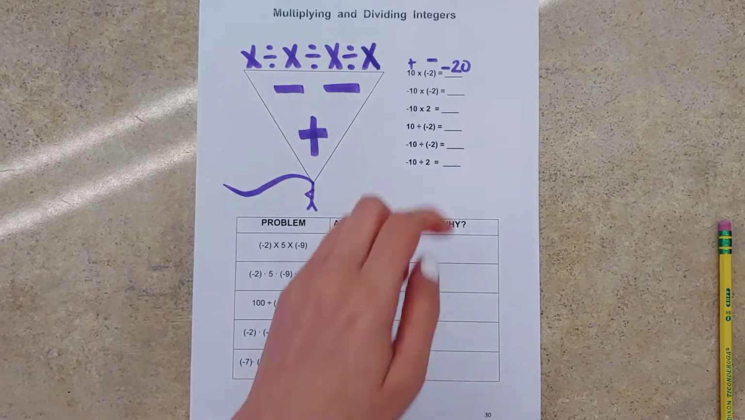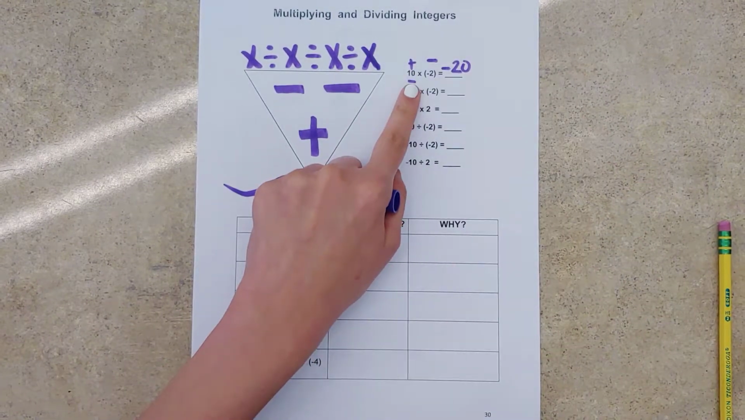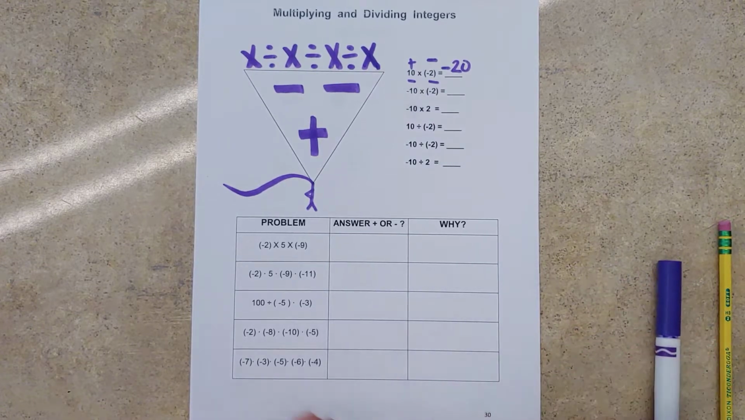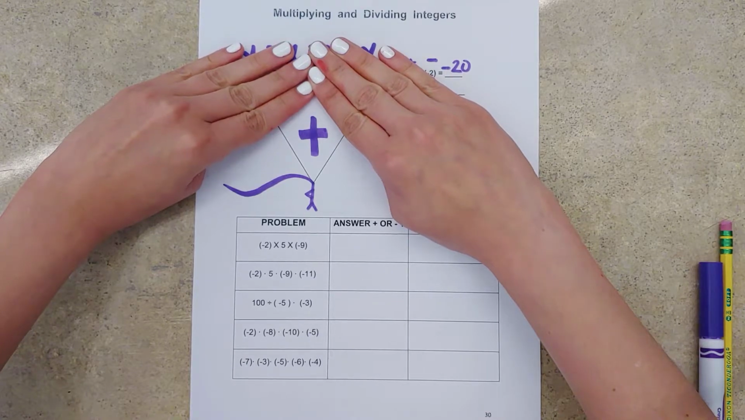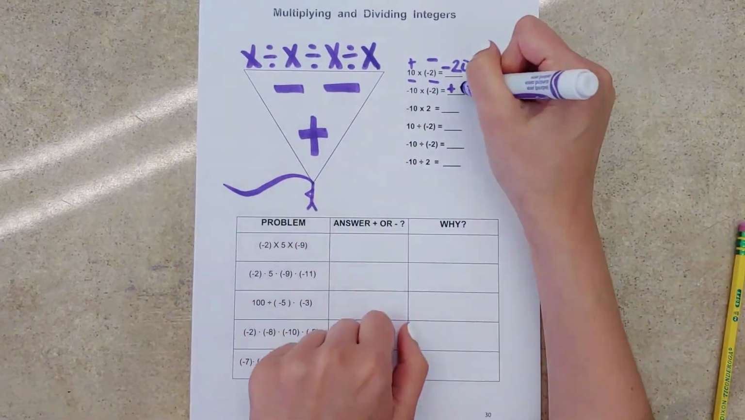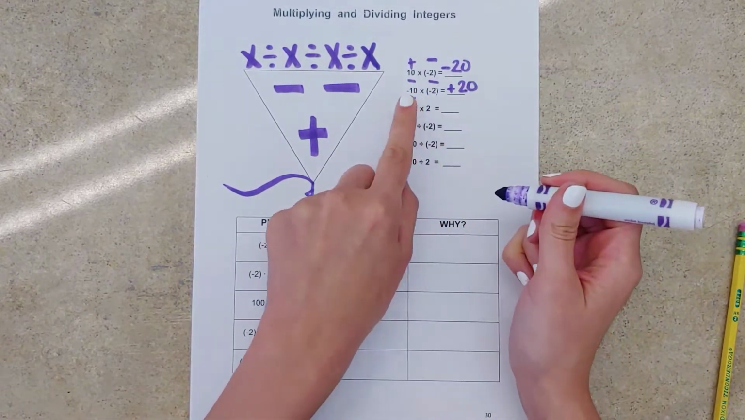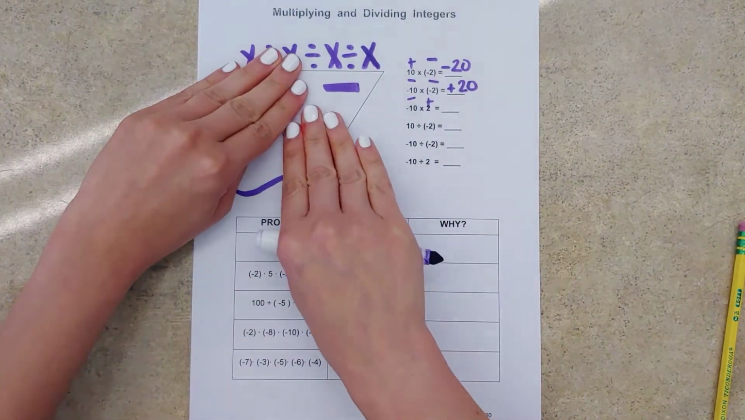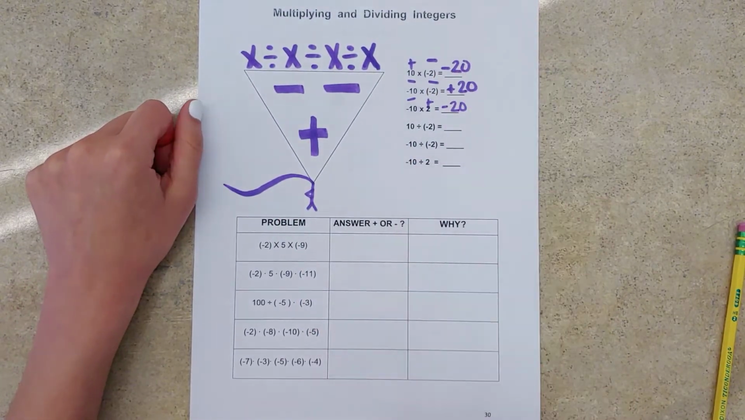Our next one, same thing. I have a negative 10. I have a negative 2. We can use Mathman. I am multiplying a negative times a negative, which leaves us with positive. And then 10 times 2 is again 20. Same thing. I have a negative 10, a positive 2. I'm multiplying a negative times a positive, which leaves us with a negative 20.